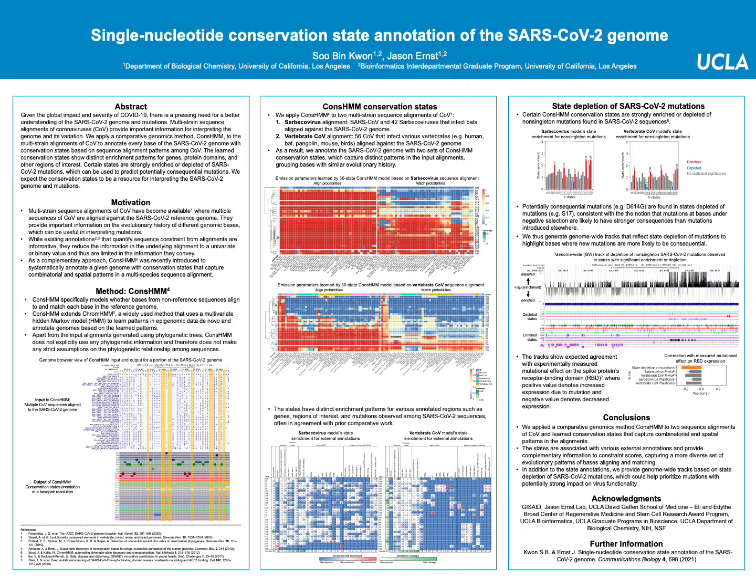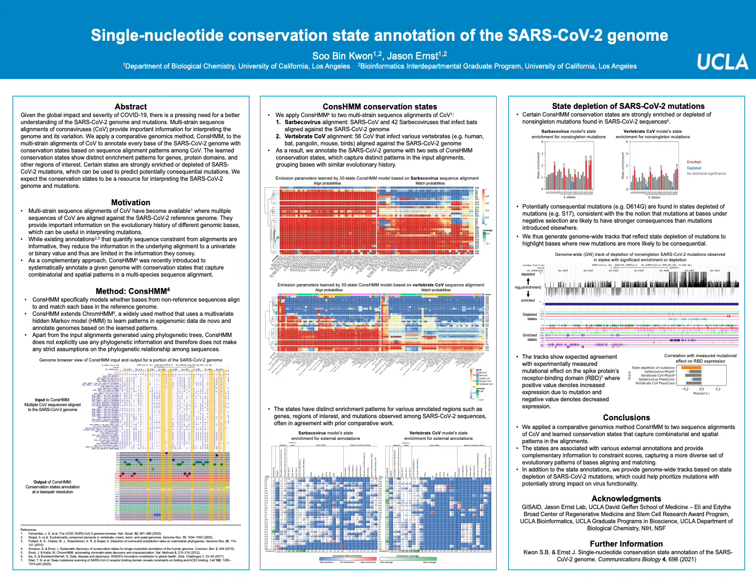Welcome to our poster on annotating the SARS-CoV-2 genome with conservation states. Our work is motivated by the fact that we urgently want to better understand the SARS-CoV-2 genome and its variations. Multi-strain sequence alignments, where various coronaviruses are aligned against SARS-CoV-2, can provide useful information in doing so.